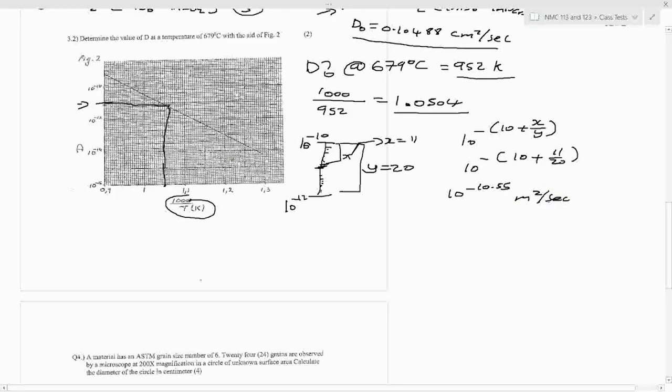If this is with regards to the units being in meters per second, they haven't told us what the units are in, so we'll just assume that it's in meters per second. Let's move on to the next question.